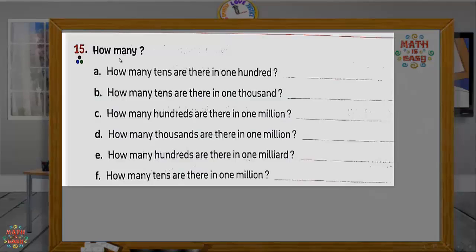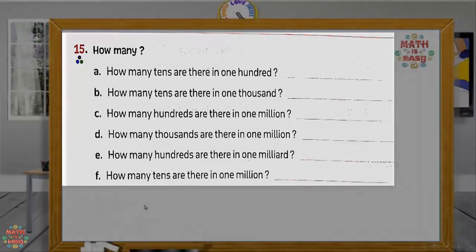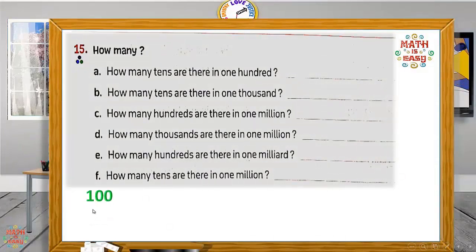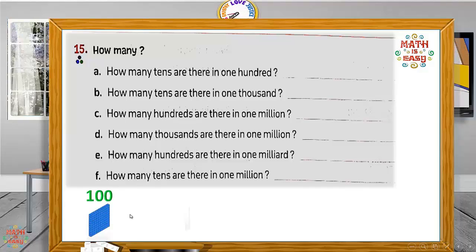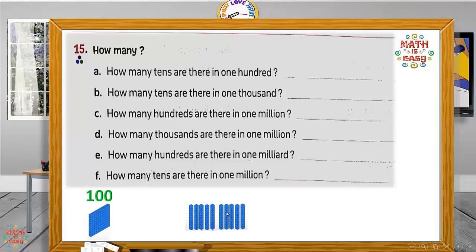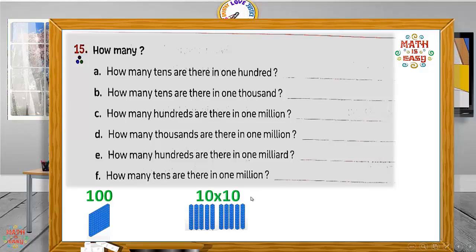Next one, number 15, how many? Here he asks you how many tens are there in 100. Look here, 100 means one block like this. This block consists of 10 bars: 1, 2, 3, 4, 5, 6, 7, 8, 9, 10. Each bar consists of 10 cubes. So 10 times 10. That means 100 has 10 tens. So the answer here you should write is 10.